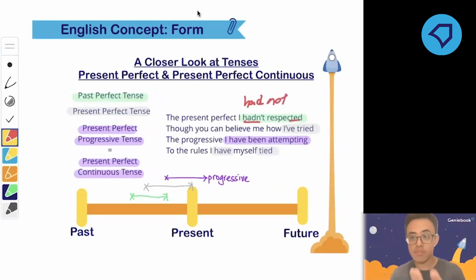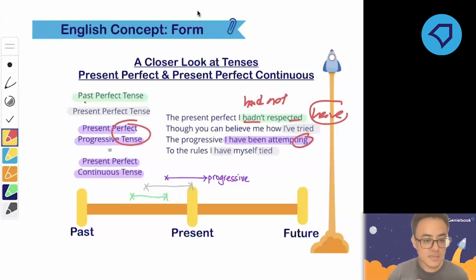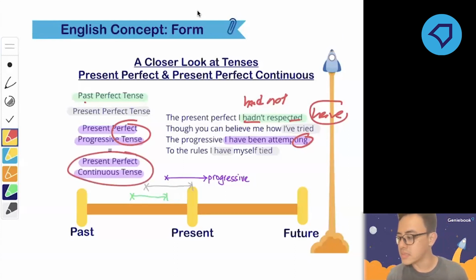So this had, remember, had, present, past perfect tense. Present perfect, I have. Present perfect tense, have tried. Had tried is past perfect. Present perfect, have tried. Now the progressive tense, had been attempting. Progressive tense is the same as the present perfect continuous tense. I have been, have is present, been makes it perfect, continuous, attempting. I have myself tied. This one is the past perfect tense.